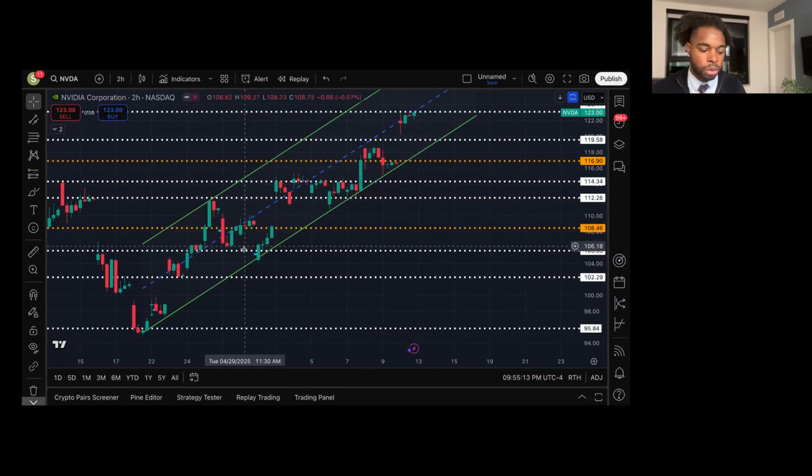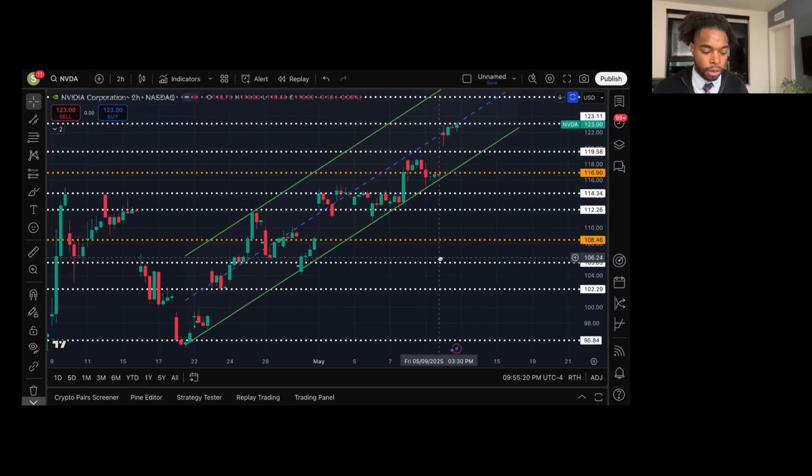Okay, so the way that you know that the trend may change is if we break our trend line, if we break below the trend line. Okay, so if we break below this trend line on NVIDIA, we're breaking the trend, so we're probably going to get a big downward move, also known as a retracement.